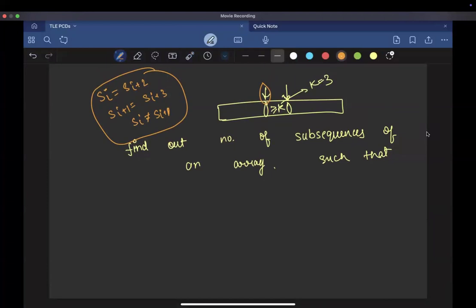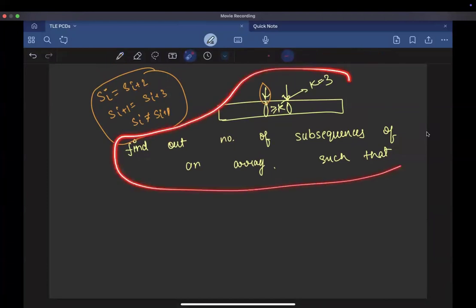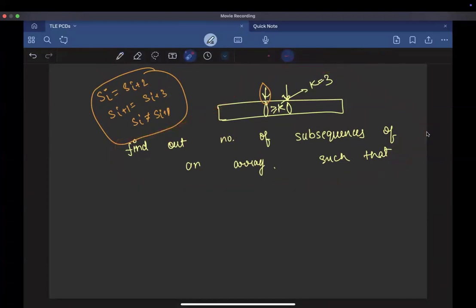Now, if you have never solved a problem like this one before, then I would recommend you to leave this current problem for now and go to Chrome and try to search for this kind of a problem, which I think would be present in Striver's A to Z sheet also.